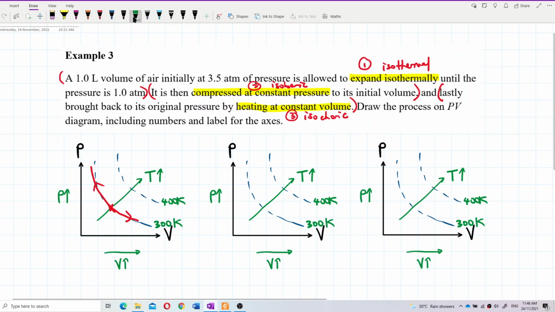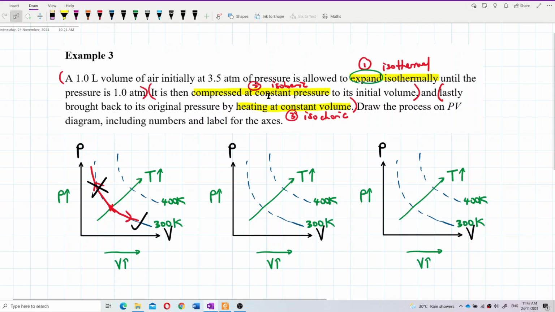Here he mentioned expansion. You see that? Expansion means the graph should be going to the right, not going to the left. Going to the left is compression. So this one is wrong and this one is correct. The graph should go down, go to a bigger volume. Okay, good.